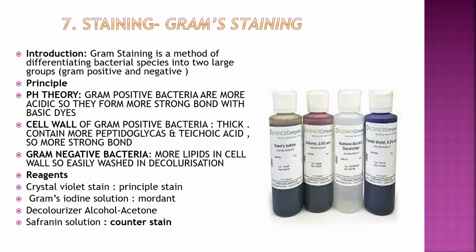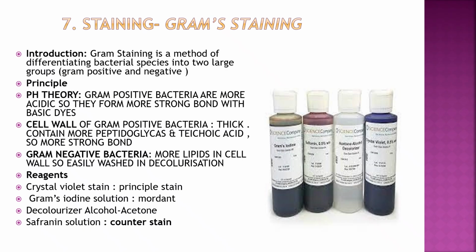The principle of this gram staining is based on total three theories. So first is pH theory. Gram positive bacteria are more acidic as compared to gram negative bacteria, and that is why they have strong bonds with the basic dye we use, that is crystal violet. Then the cell wall of gram positive bacteria is thick because of the thick peptidoglycan layer, teichoic acids present in that, and less lipid. So because of that there is strong affinity and retaining property of the principal stain, that is crystal violet.